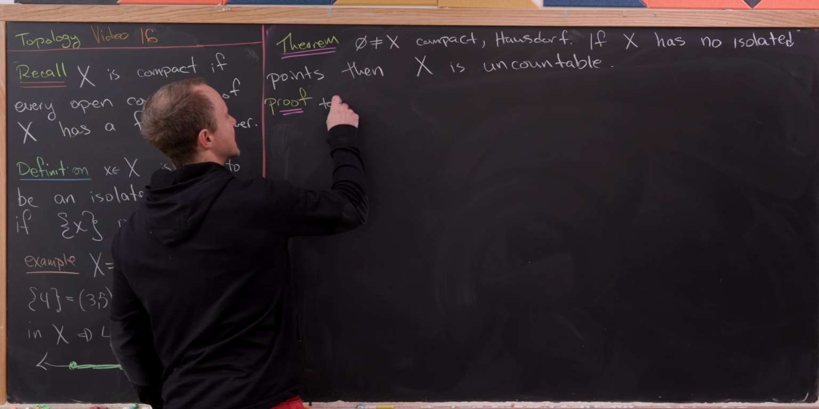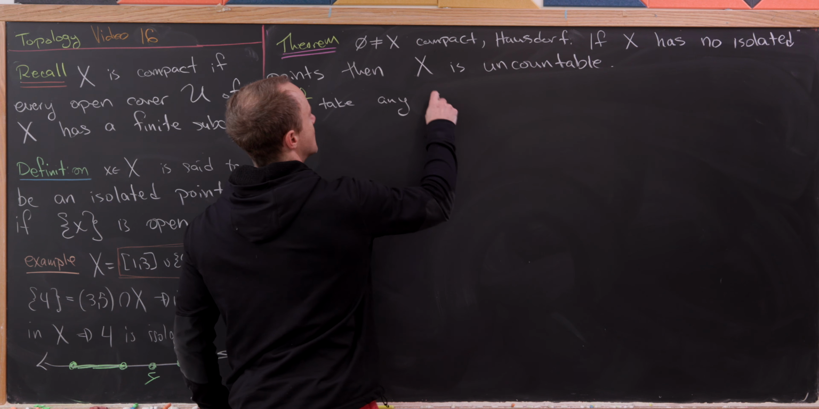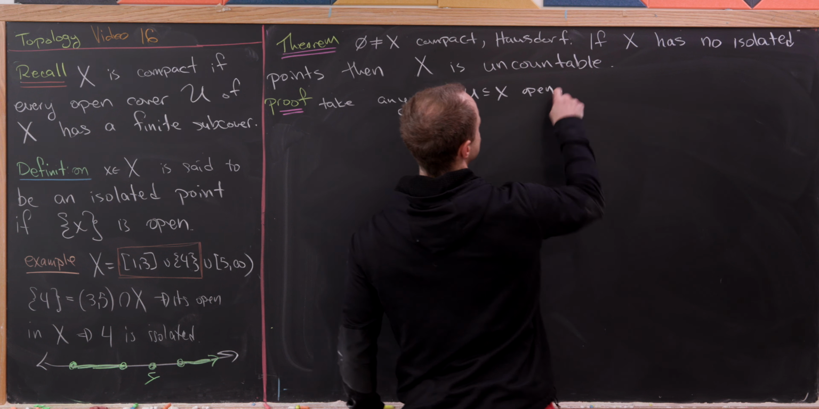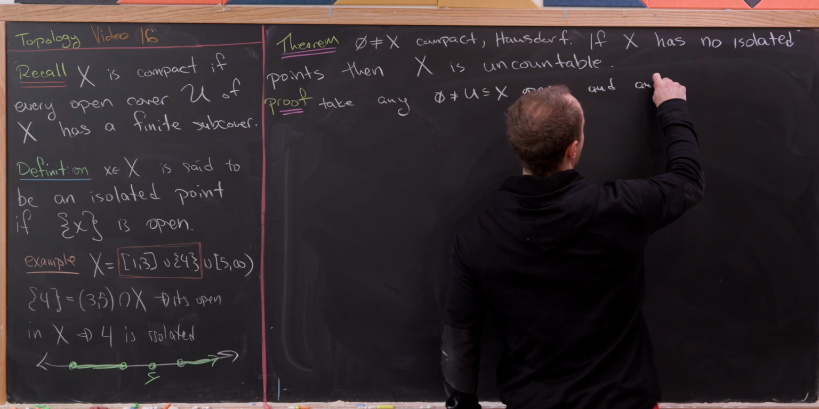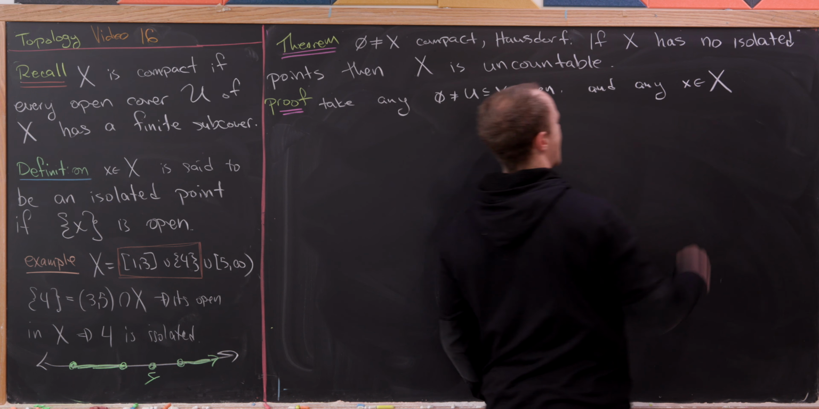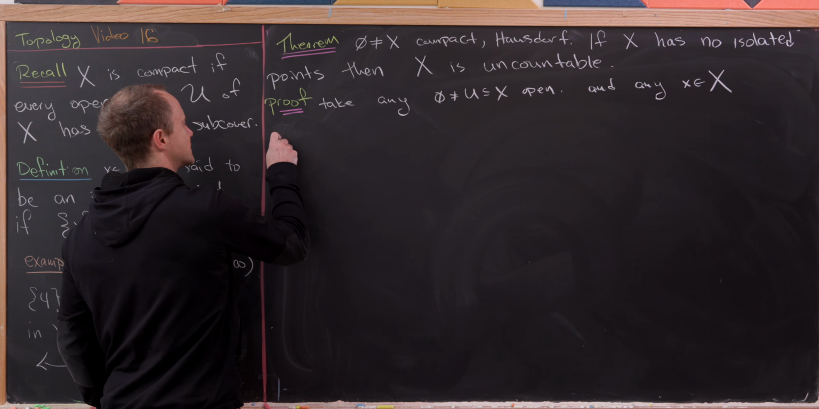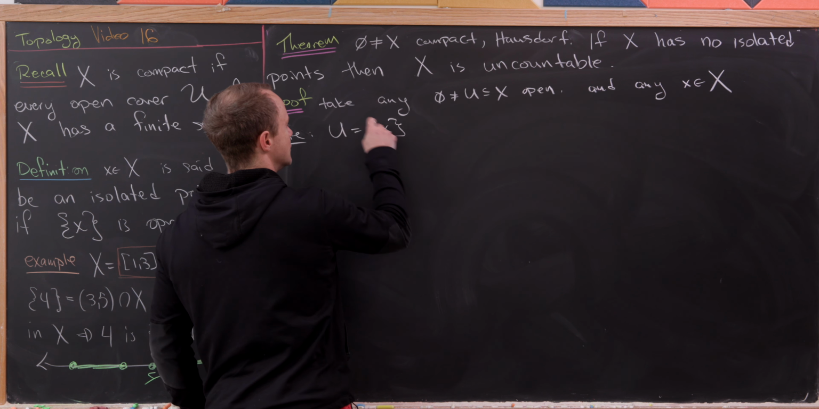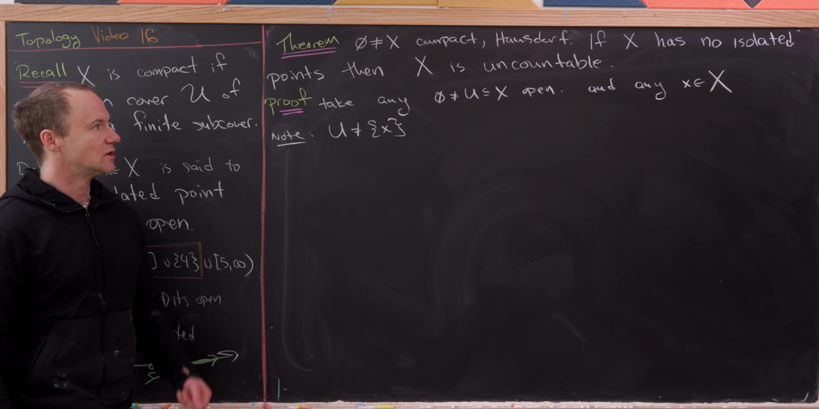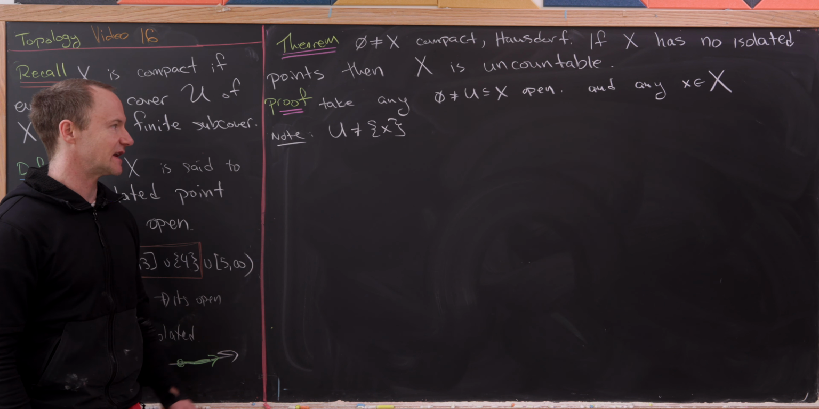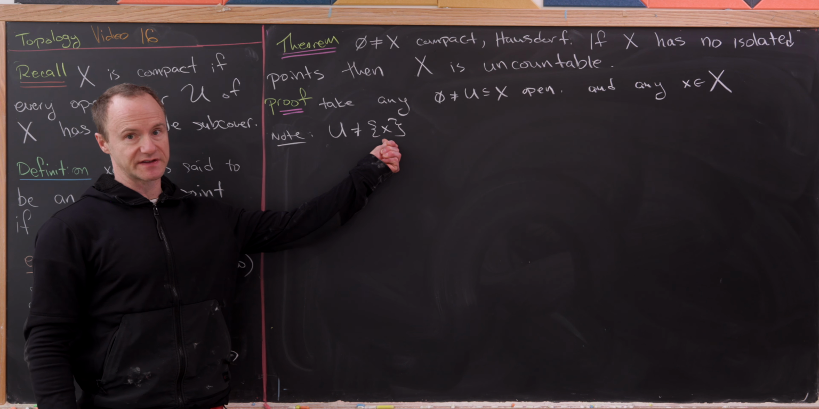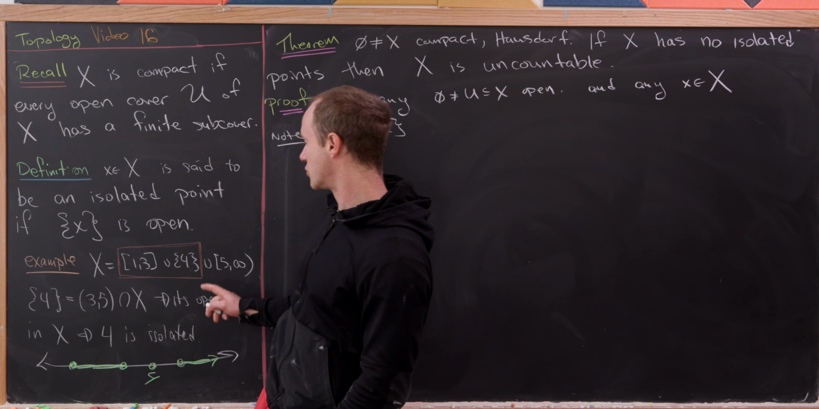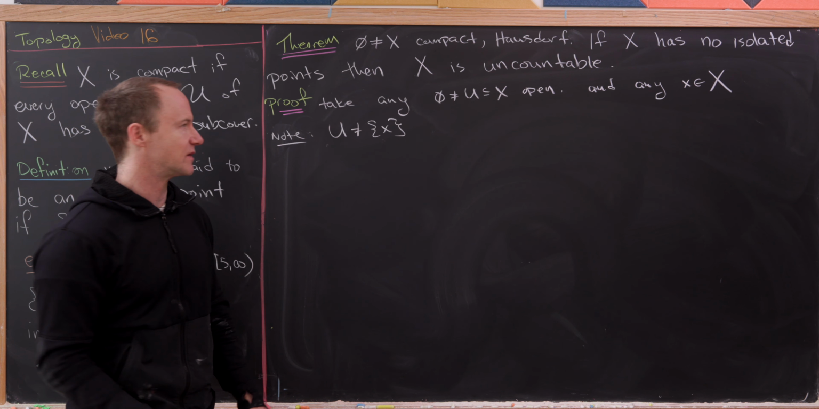Let's start by taking any non-empty open set, which I'll call U, open in our space X, and any point little x within X. Then let's note the following. We know that U cannot be equal to the singleton containing x, because X has no isolated points. If U was equal to this singleton, then this singleton would be open, but then by our definition, that means we would have an isolated point.